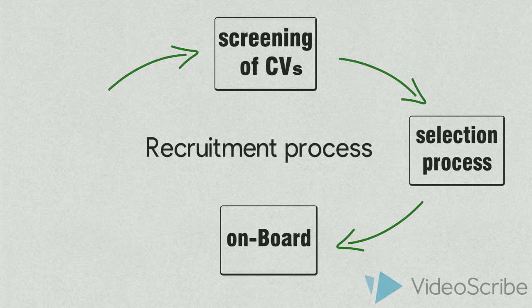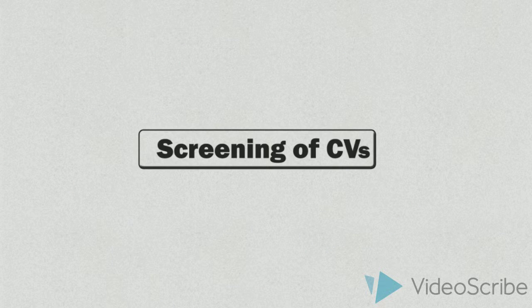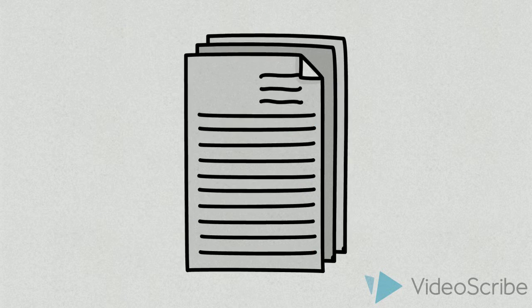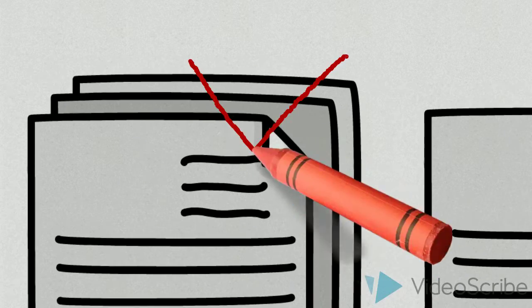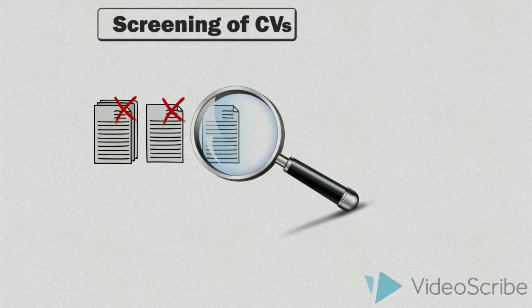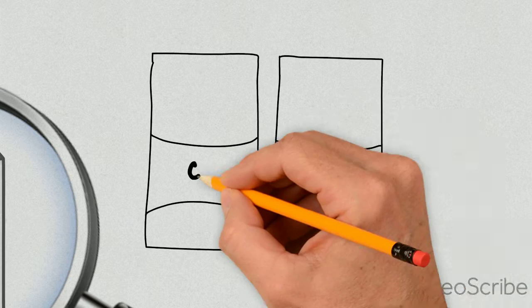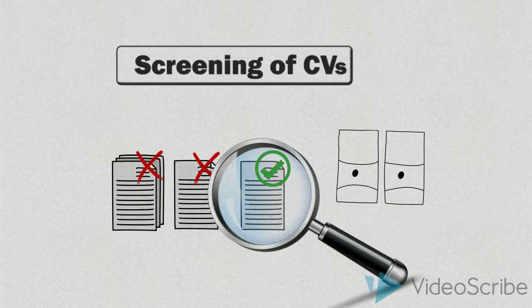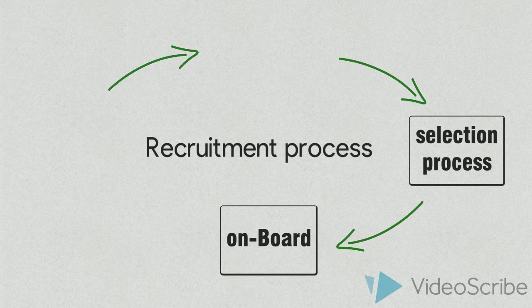And we move on to screening of CVs, the second stage of the recruitment process. Screening is the process of filtering the applications of the candidates for further selection. At this point, the company's management selects candidates who are best qualified for the position from the list of applicants. When all the CVs are screened, the company's management invites the selected candidates to take part in the next stage of the recruitment process, which is called the selection process.